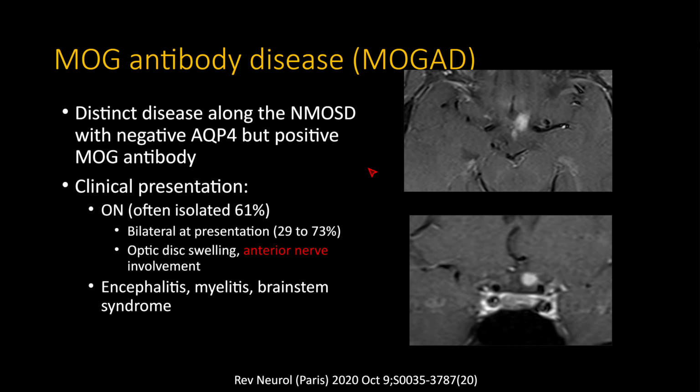Next, we'll talk about MOG antibody disease, or MOGAD. This is another demyelinating condition. This is a disease initially thought to be along the NMO spectrum disorders, but this disease does not have a positive aquaporin-4 antibody, but instead has a positive antibody against MOG, or myelin oligodendrocyte glycoprotein.